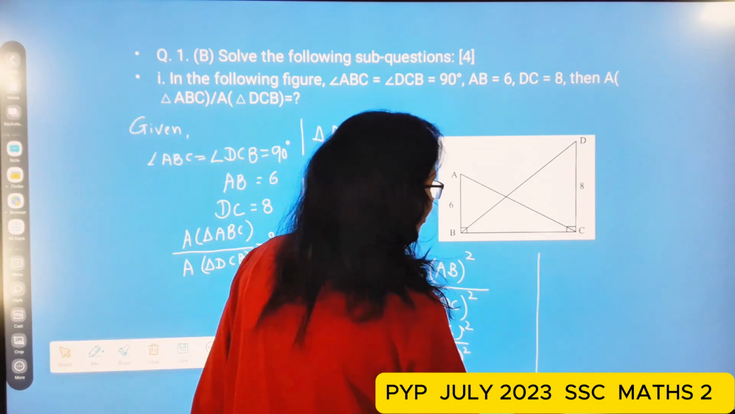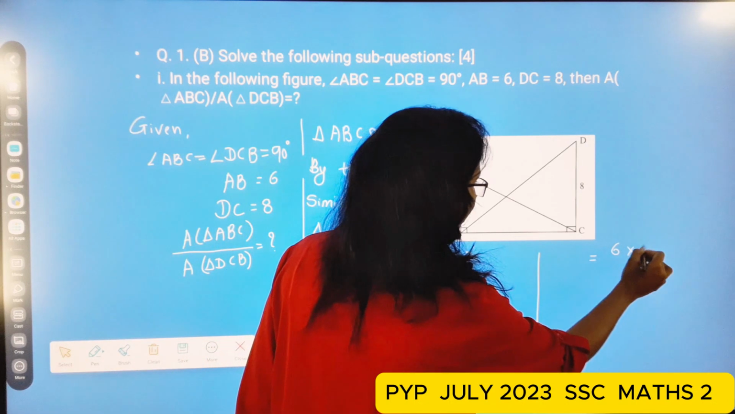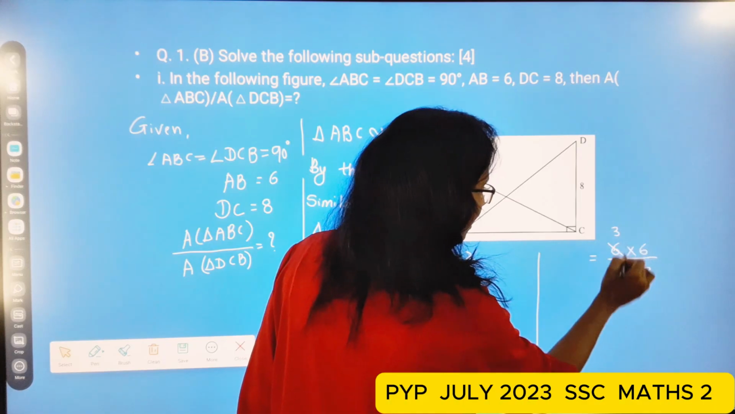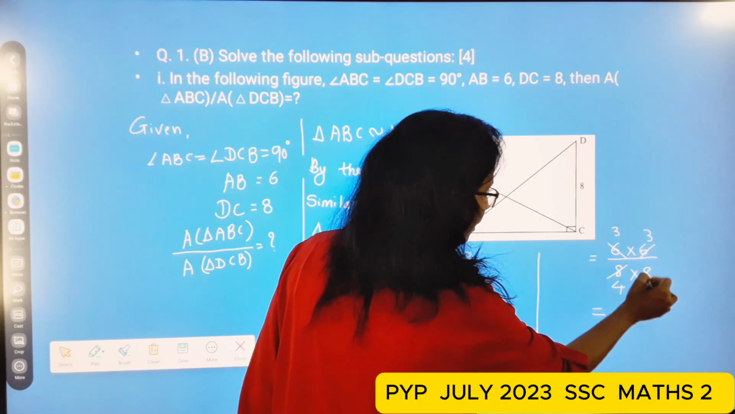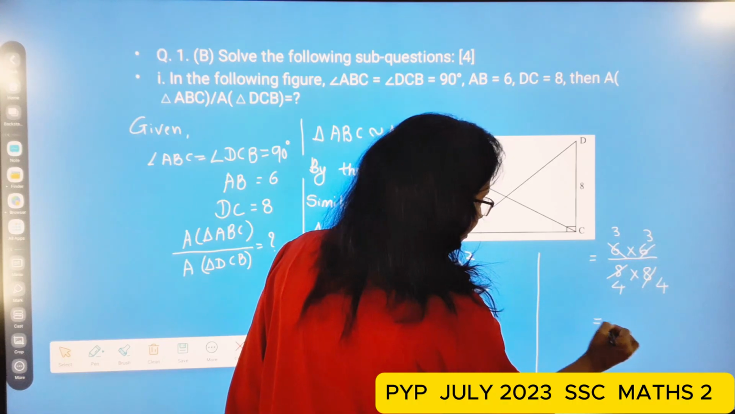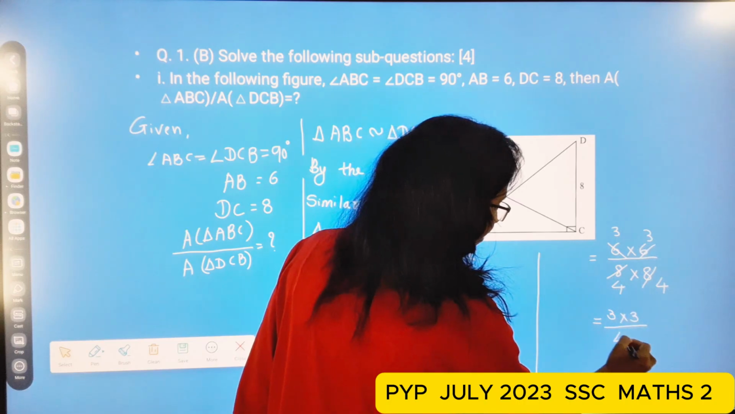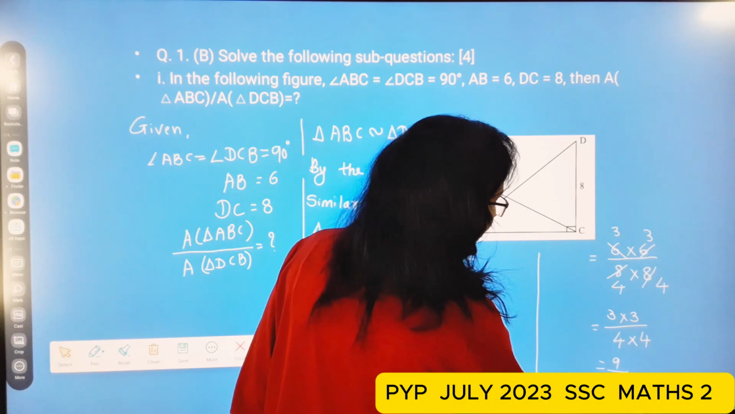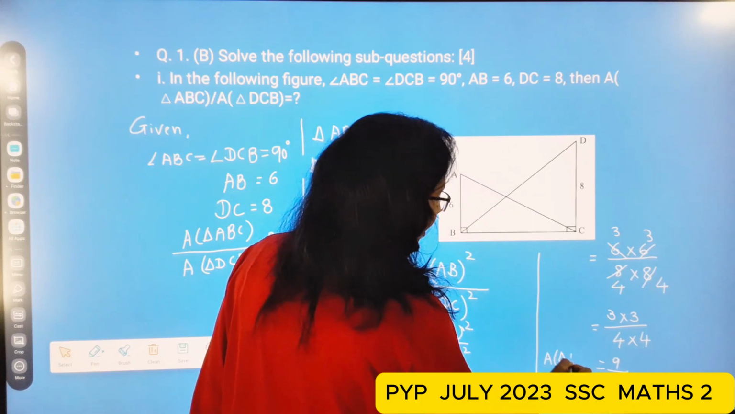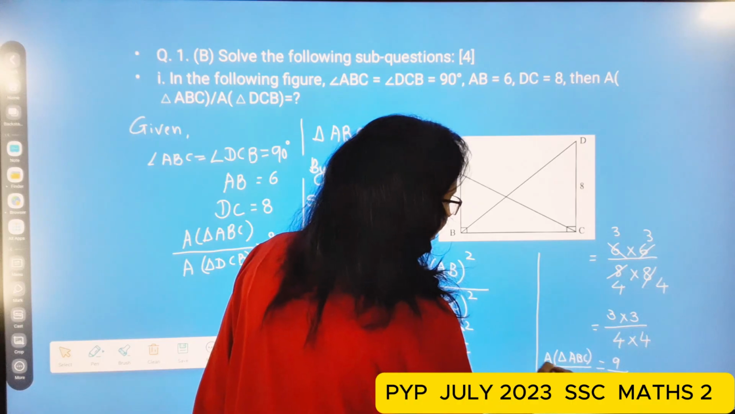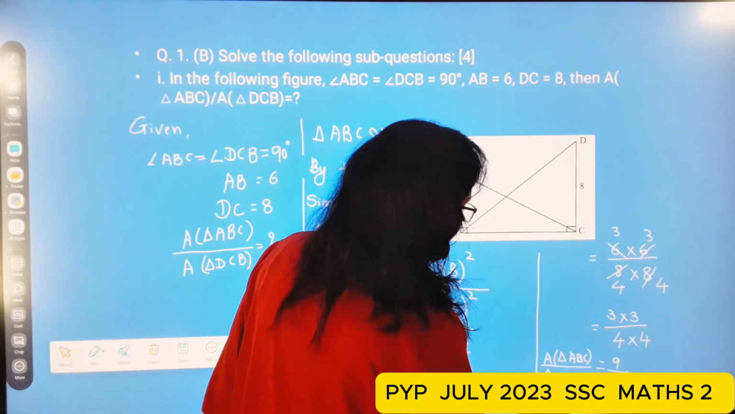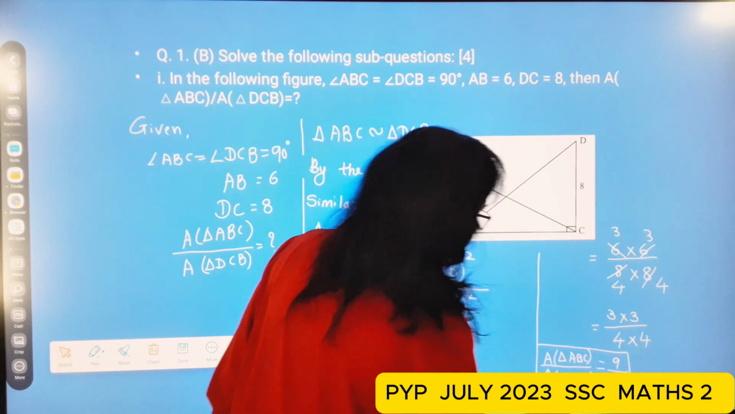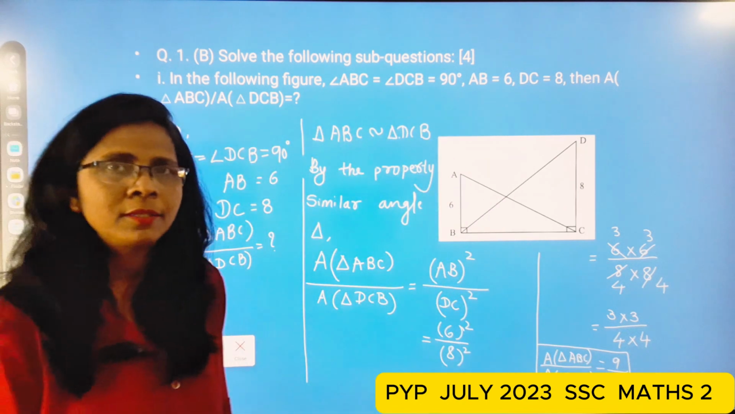Which is equal to 6 multiply 6 and 8 multiply 8. Here 2 3s are 6, 2 4s are 8. Here also 2 3s are, 2 4s are. So that means 3 multiply 3 multiply 4 divided by 4 multiply 4. That means 9 by 16. So the area of triangle ABC divided by area of triangle DCB is 9 by 16. So this is our final answer.